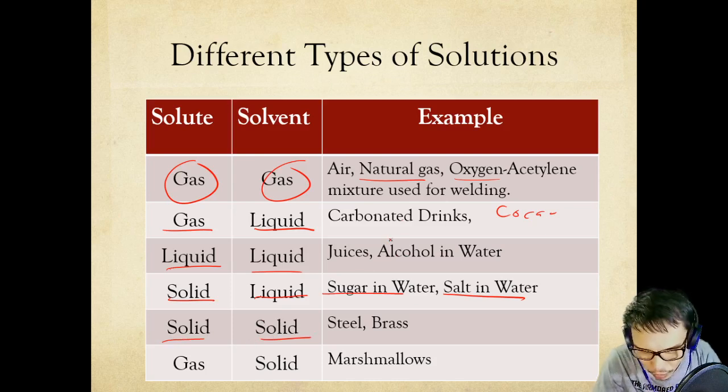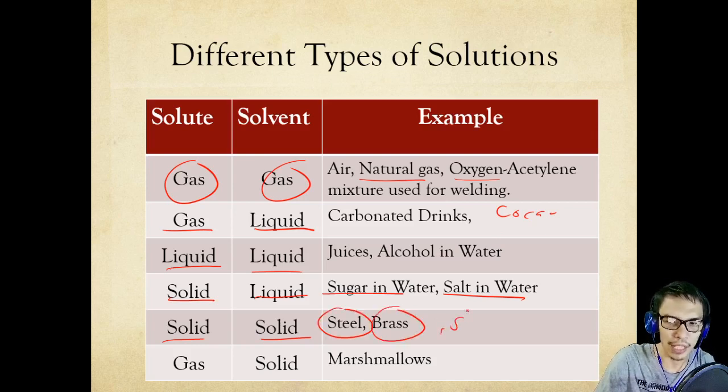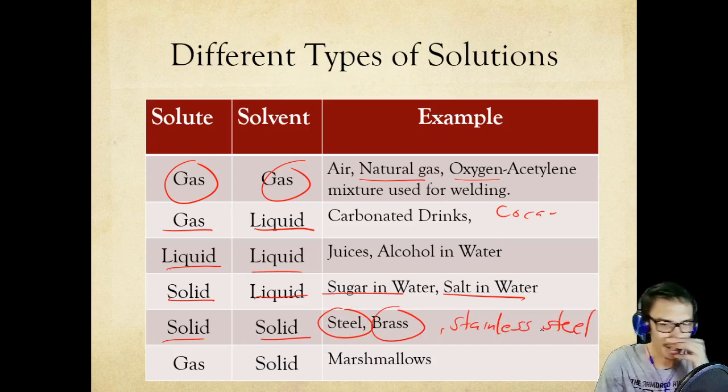So I have a question here. How do you mix two solids together? If you have the answer, just put it down in the comment section. So the question is, how do you mix two solids together? How do you create a solution of solids? We have here an example: steel, brass, stainless steel, and many more.